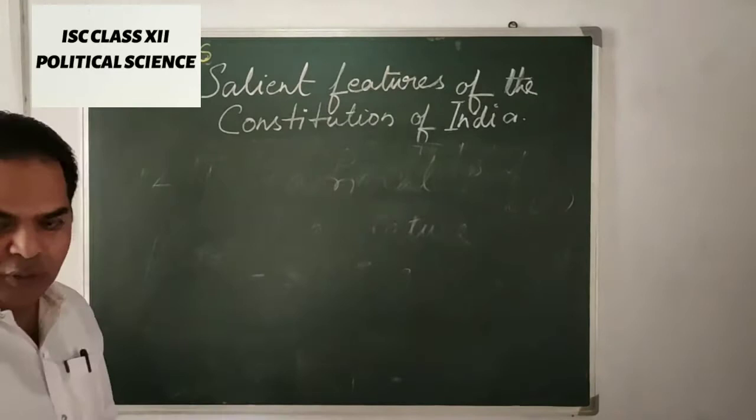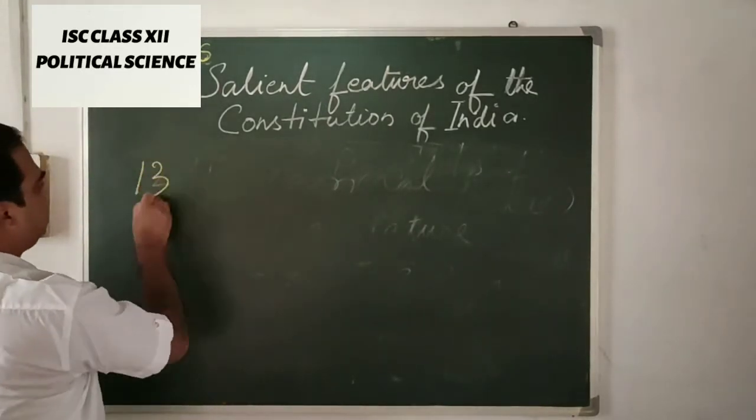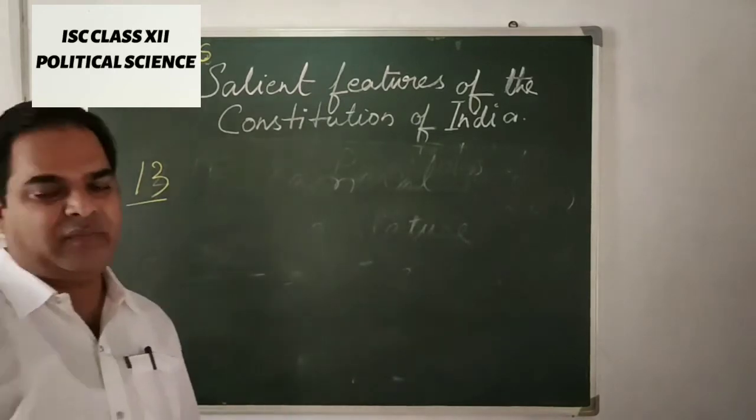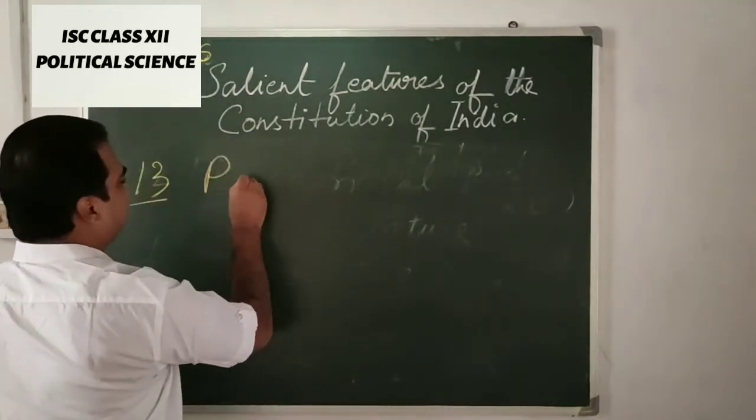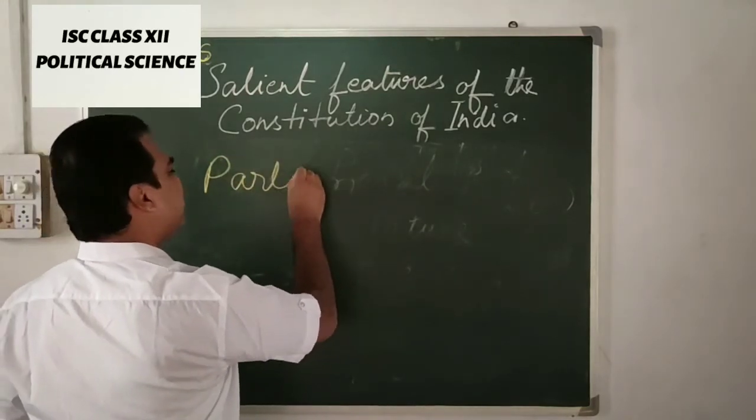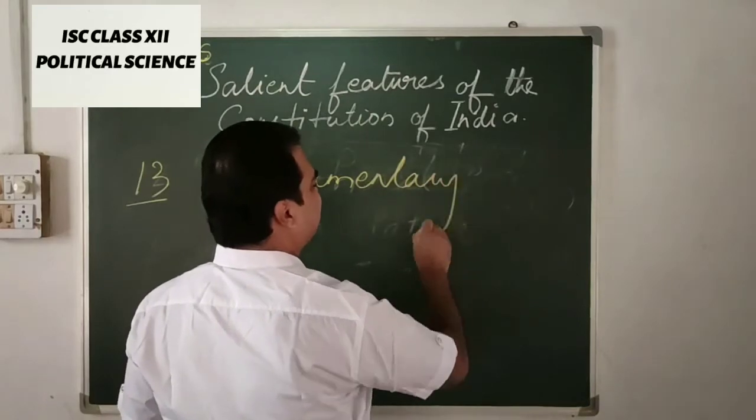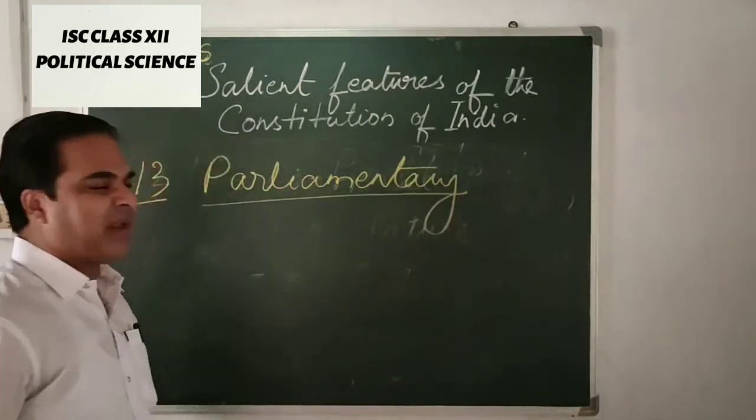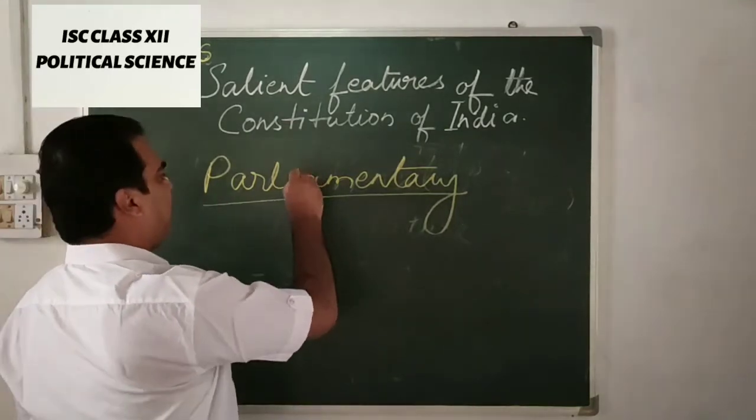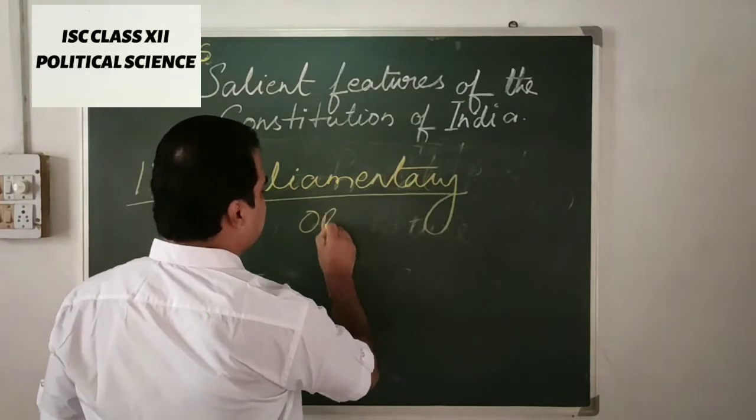We have Lok Sabha and Rajya Sabha. Now, the 13th feature we have is a parliamentary form of government. What type of government do we have? We have a parliamentary form of government, or we call it cabinet government.